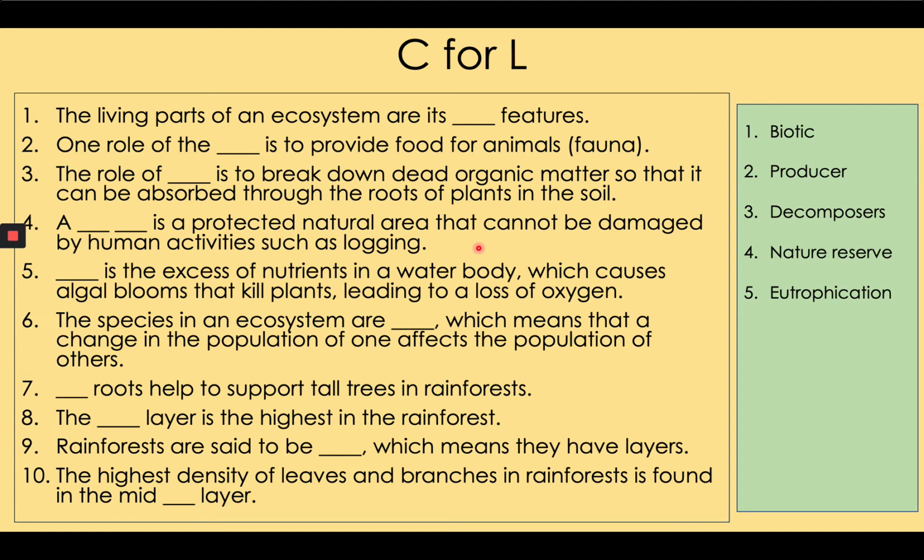6. The species in an ecosystem are interdependent, which means that a change in the population of one affects the population of others. 7. Buttress roots help to support tall trees in rainforests. 8. The emergent layer is the highest in the rainforest. 9. Rainforests are said to be stratified, which means they have layers. 10. The highest density of leaves and branches in rainforests is found in the mid-canopy layer.